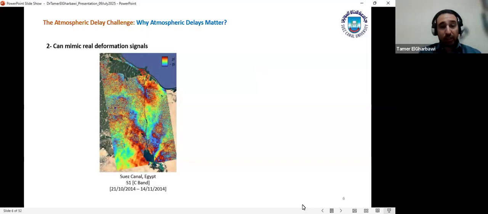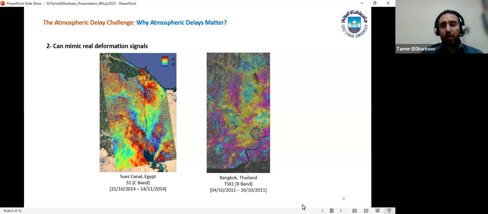Here we have the Suez Canal in Egypt. This is a Sentinel-1 C-band interferogram. It's from October to November, merely 1 month of temporal delay. We can see here that this kind of atmospheric delay is actually showing some kind of fringes. It can be mistaken for some kind of depression or elevation in the ground, but it's totally atmospheric delay, or tropospheric delay, because this is C-band. So when we use this kind of interferogram without correction of the atmospheric delay, we can mistakenly identify some deformation that is not existent. So this is for the C-band.